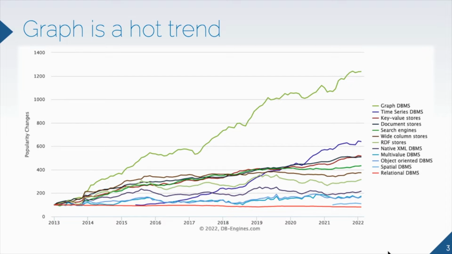Maybe some of you are familiar with DB Engines. DB Engines is a catalog of databases, and they rank the databases according to their popularity. There are a few reasons behind this growth and popularity, which is an anticipation for growth for graph databases.